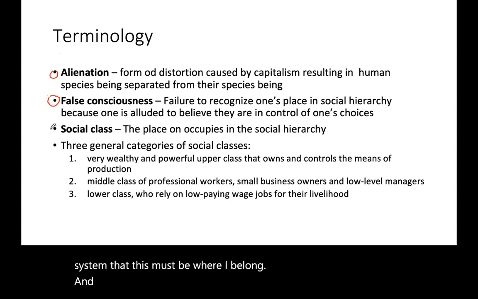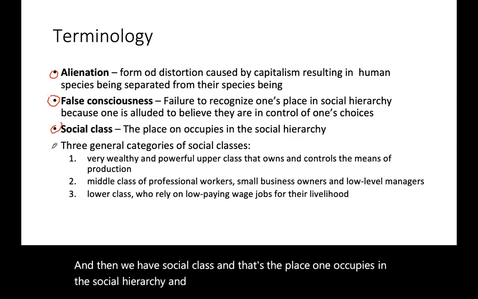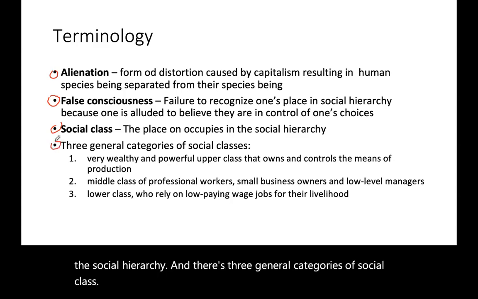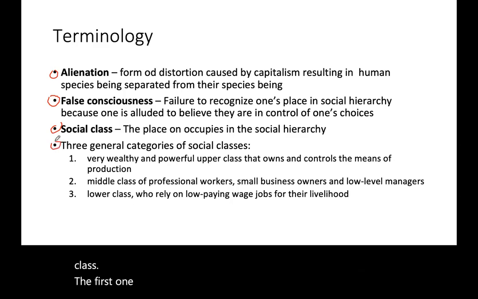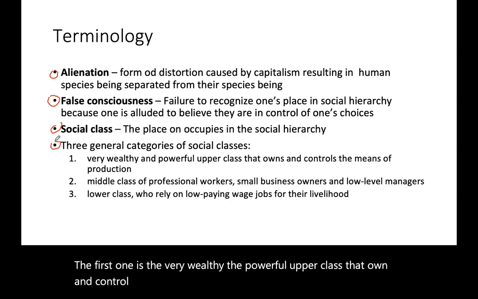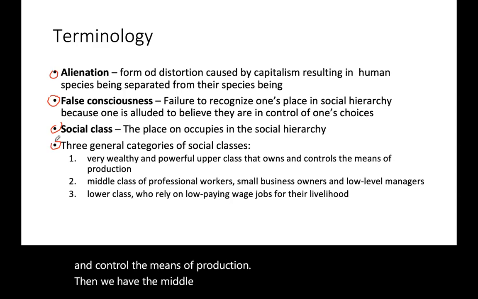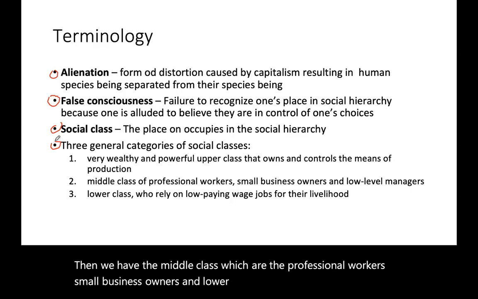And then we have social class, and that's the place one occupies in the social hierarchy. There's three general categories of social class. The first one is the very wealthy, the powerful upper class that own and control the means of production. Then we have the middle class, which are the professional workers, small business owners, and lower level management.